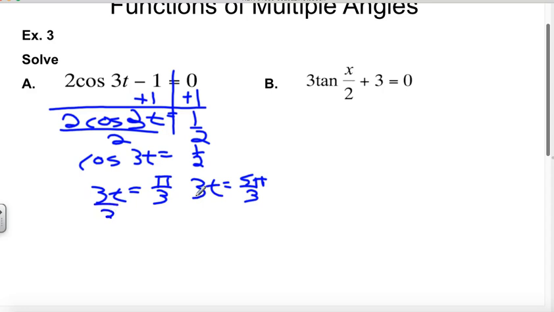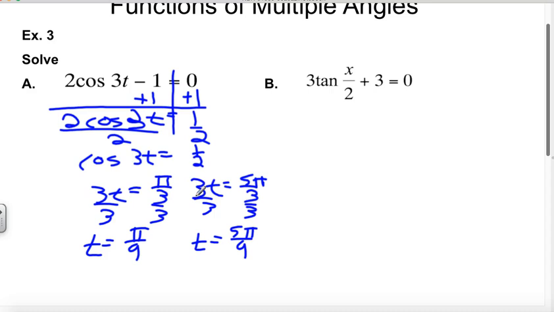Alright, so now I have to divide by 3 and divide by 3. So t equals pi over 9. And then you divide by 3 over here, divide by 3. So t is going to equal 5 pi over 9. Whenever you divide out there, it really just multiplies in the denominator. So there are my two answers for the cosine function. Now realize, of course, that that's going to be repeated every 2 pi. So you can add 2 pi n to each of those to get all the answers out to infinity. Those are just the answers between 0 and 2 pi.